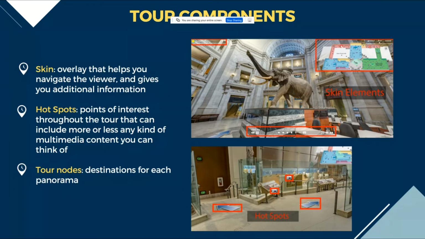And then we have above that image hotspots. So it's a little camera. If you click on one of those, it'll bring up an image, and so you can expand it. There are different kinds of hotspots, all different kinds of multimedia. We'll be going into that, but the three main terms we'll be using are skin, hotspots for the multimedia, and tour nodes, which is every panorama within a tour and directions to them.